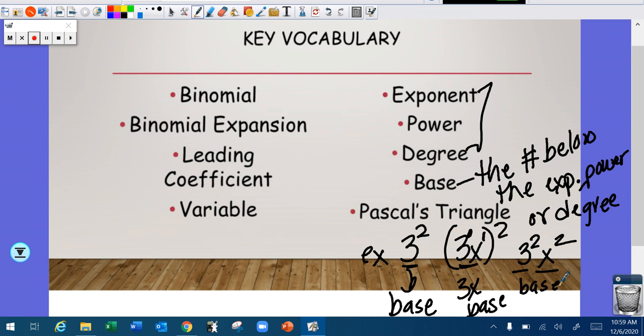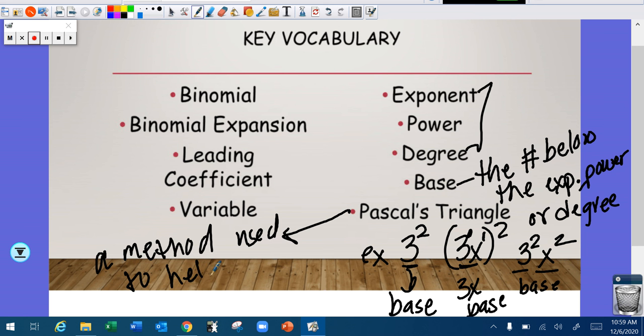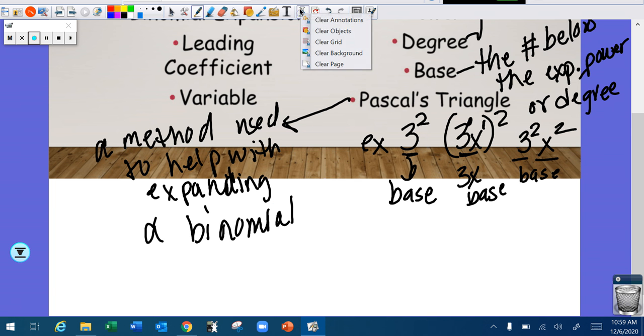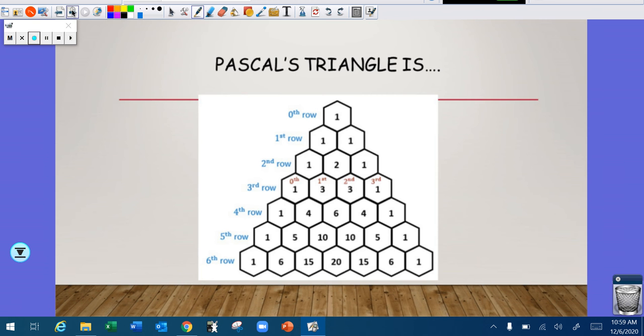So same thing. Pascal's triangle is a method used to help with expanding a binomial. And then we'll go from there. Alright, so that's our key vocab. Let's go ahead and jump into a problem.